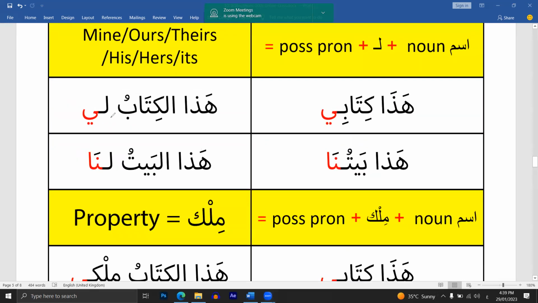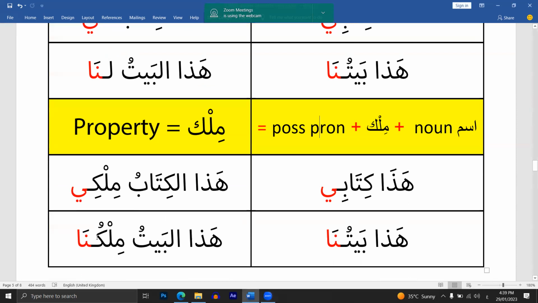In the first example, it is li. In the second one, it is la. It has the same pattern. What usually takes kasra and fatha? La, li, lana, laka, laki, lakuma. Usually it takes fatha, but only with ya it takes kasra. And the same case is here. Usually it is dhamma, but only with ya it takes kasra.